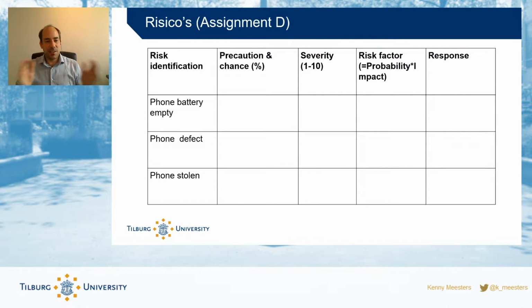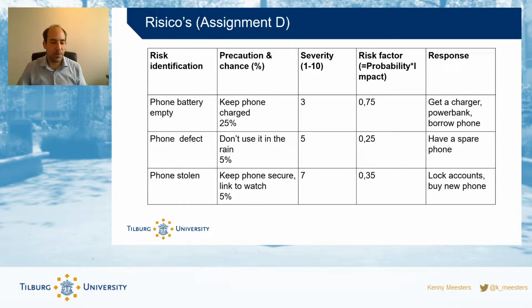So you could take this table, and it will be an assignment for the students, and start filling it. What is the precaution I could take, and what's the chance that it happens? To make sure my phone doesn't die, I could keep my phone charged. And let's say there's a 25% chance that I'll run out of battery before the end of the day with an old phone. My phone gets broken. It doesn't happen often, but I do go for a run and it might rain, so there's some water damage and my phone doesn't work anymore. So let's call that a 5% chance that my phone breaks.